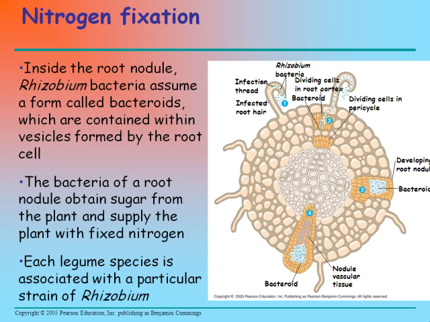This is a cross-section of a root nodule. Rhizobium bacteria assume a form called bacteroids, which are contained within vesicles formed by the root. The bacteria of a root nodule obtain sugar from the plant, and in turn they give the plant fixed nitrogen. So it's mutualistic.